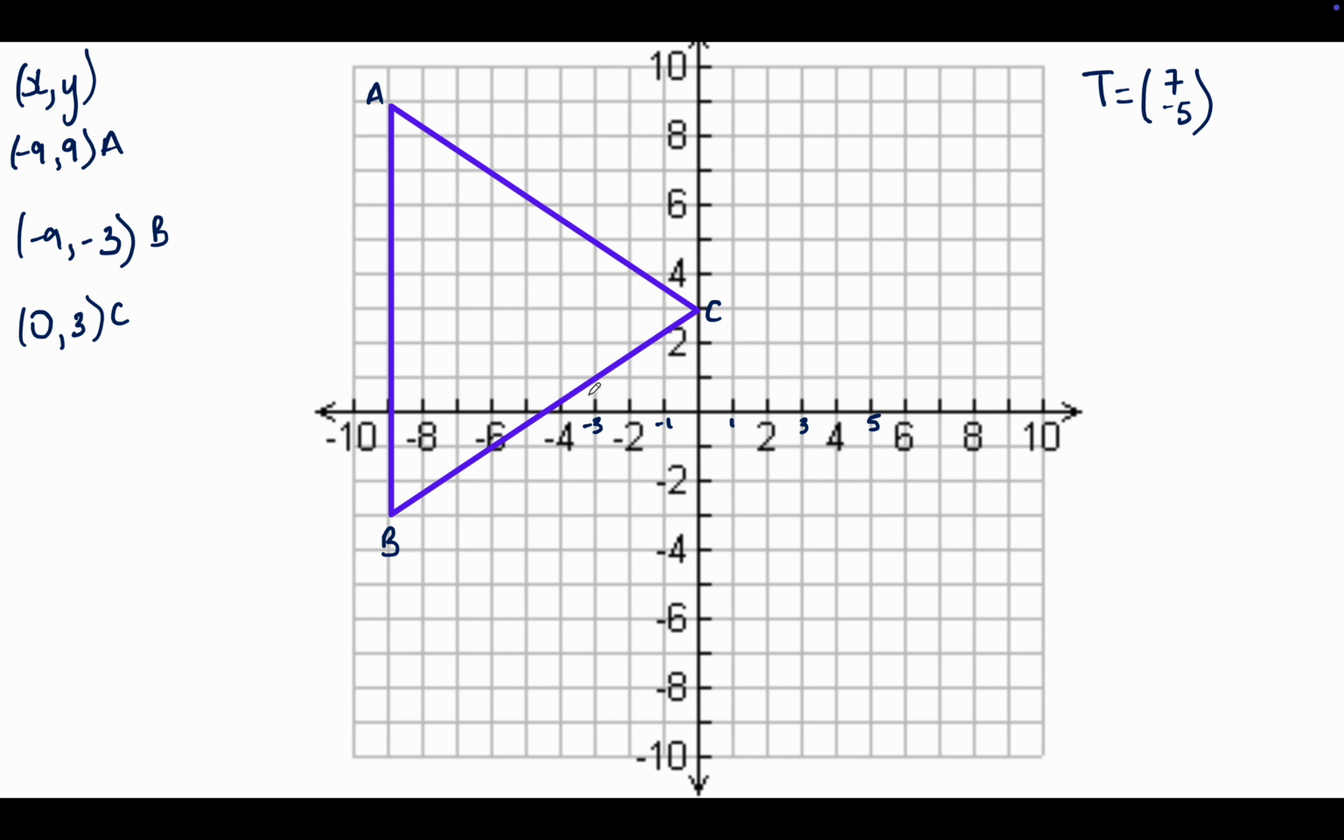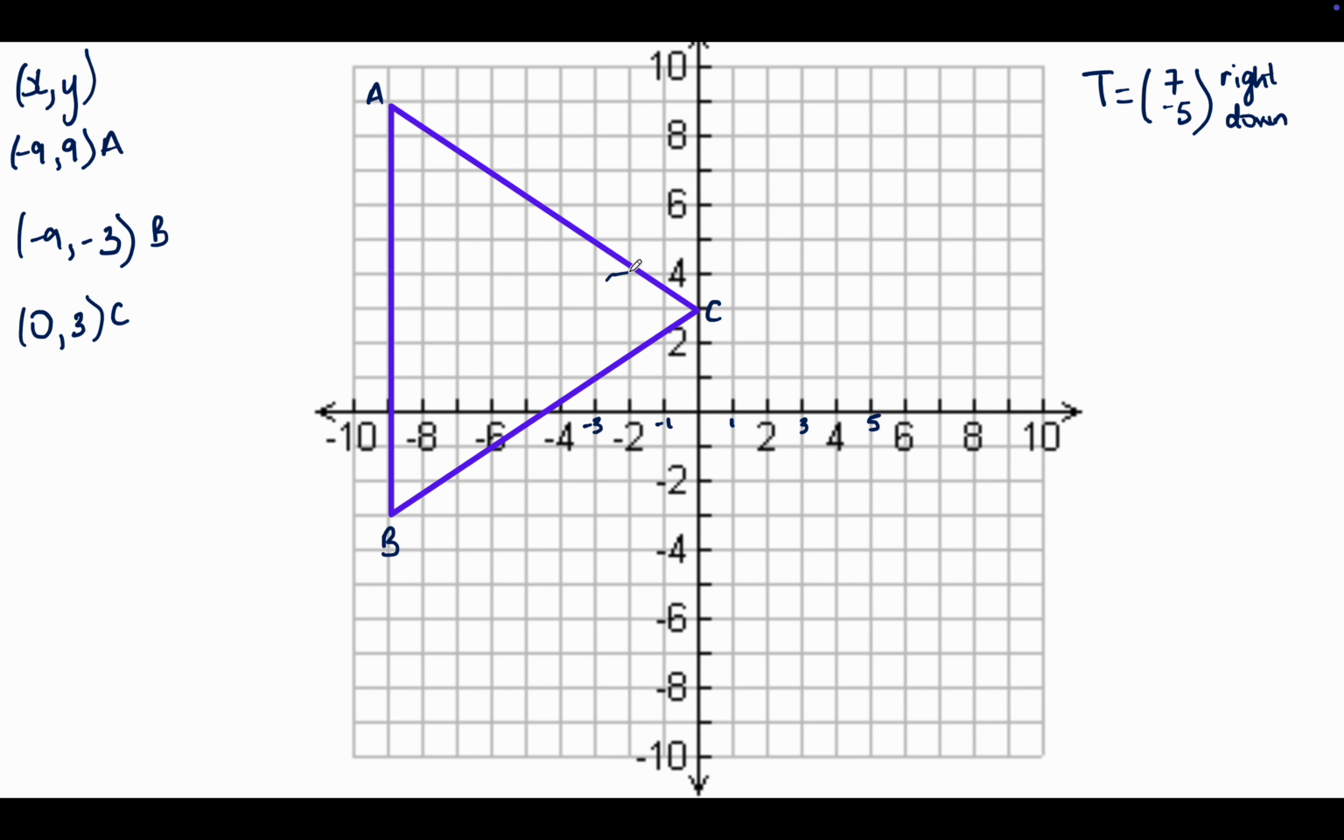Now we're going to translate each point using the translation vector 7, -5. Because the 7 is positive, we're going 7 units to the right. And because the 5 is negative, we're going 5 units down. So let's take each point and do that. I'm here at A, and I'm going to count 7 units to the right: 1, 2, 3, 4, 5, 6, 7. And then I'm going 5 units down: 1, 2, 3, 4, 5. So it will take me about here.